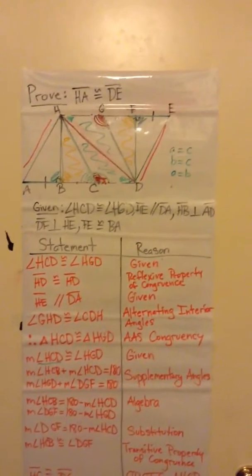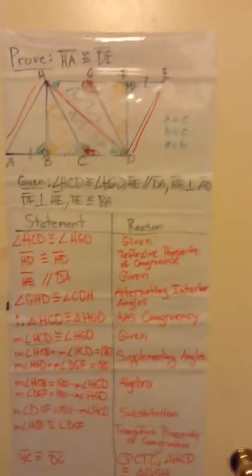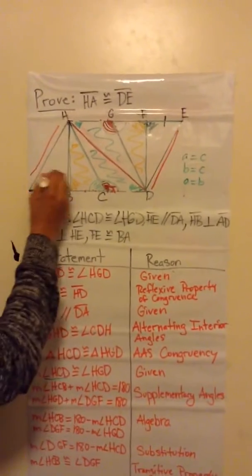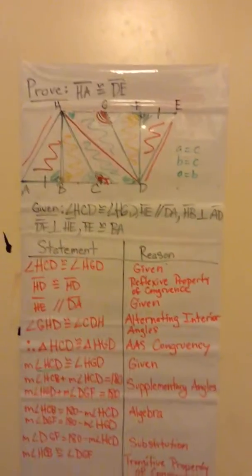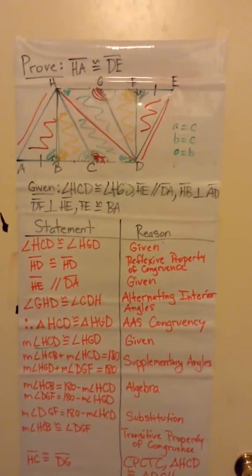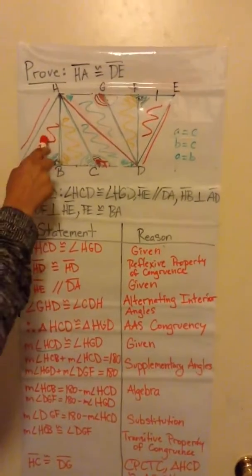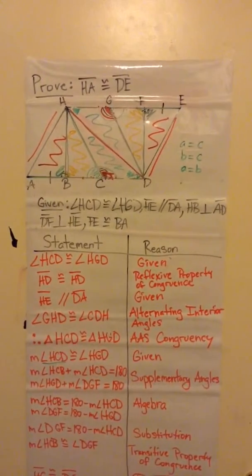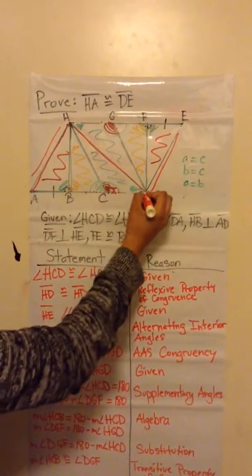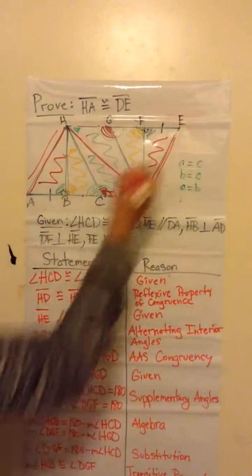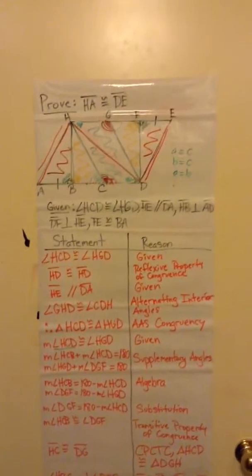Therefore, we can say that triangle HBA is congruent to DFE because of side-angle-side congruency. Now that we know that these two triangles are congruent, we can now say that line segment HA is congruent to line segment DE because corresponding parts of congruent triangles are congruent.